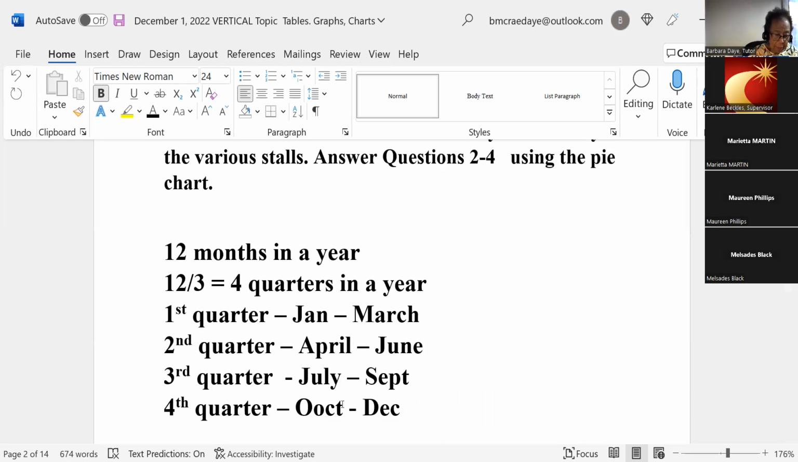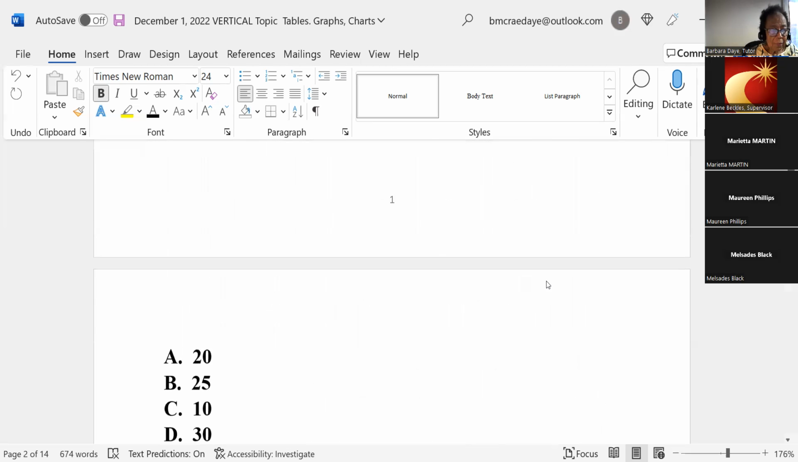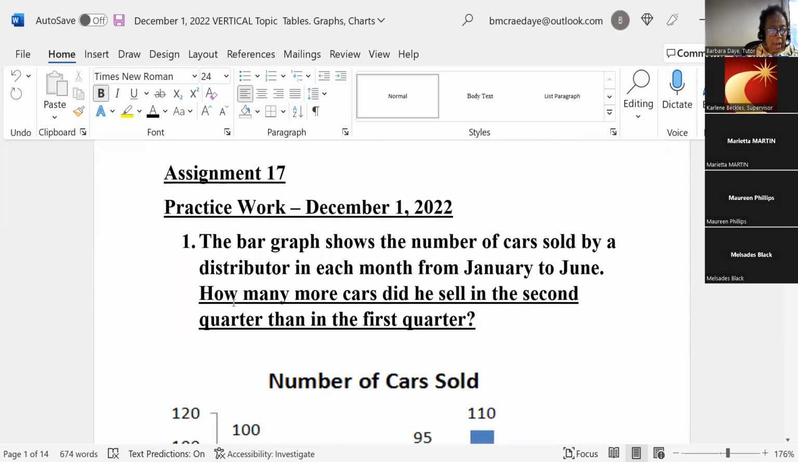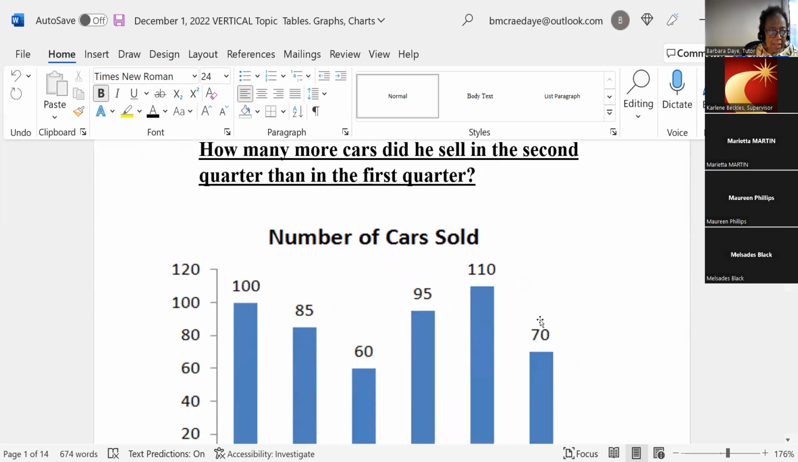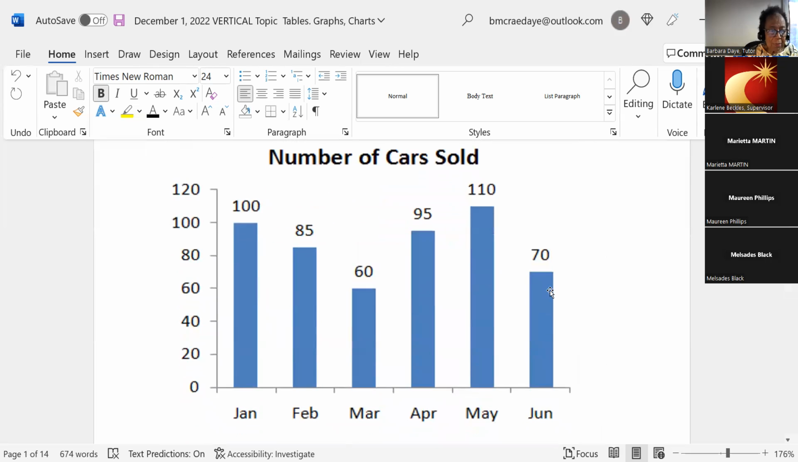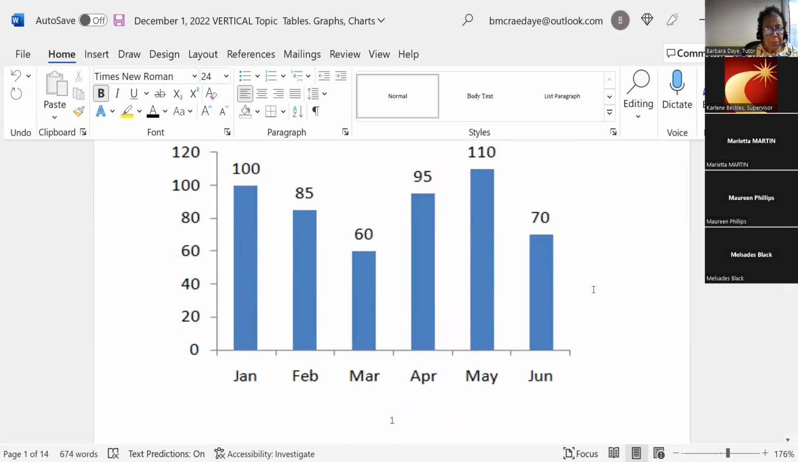Now, the question asks you what? It said, how many more cars did he sell in the second quarter than in the first quarter? So how many cars did he sell in the second quarter? Oh, that's what you meant. I didn't understand the question so well. Well, you all made the same mistake. I think you just looked at a month. Maureen, you looked at just a month, right? Marietta looked at a month too.